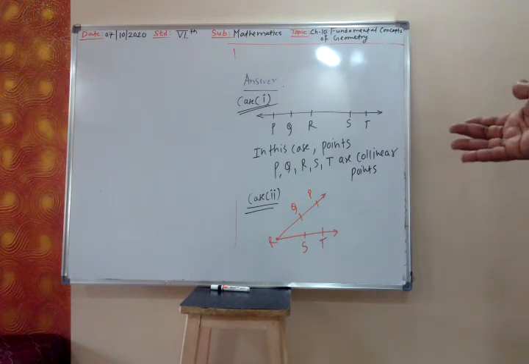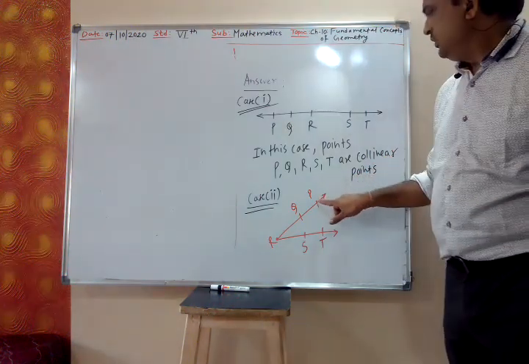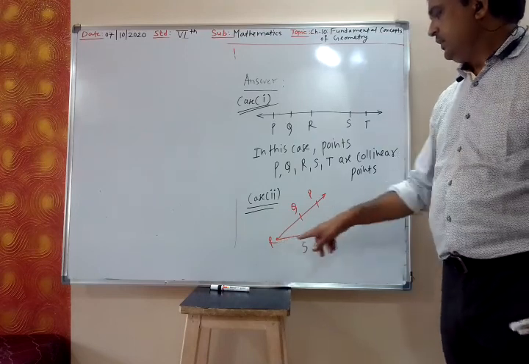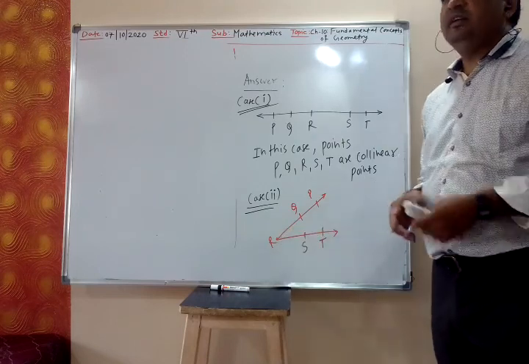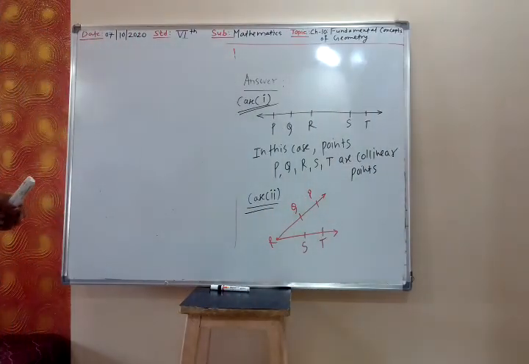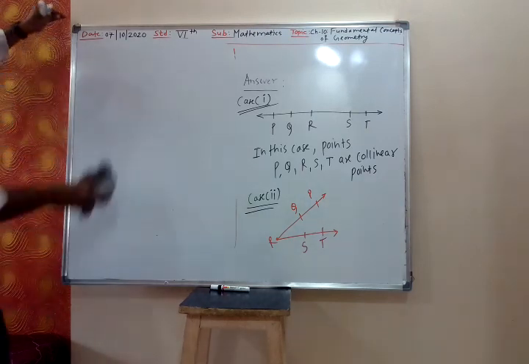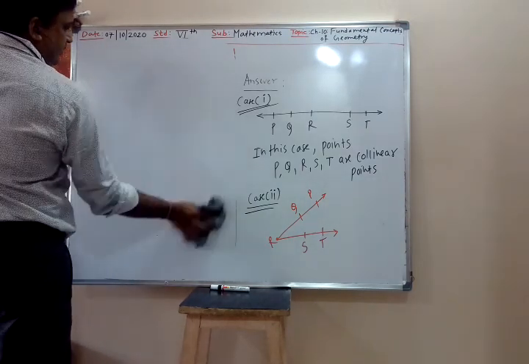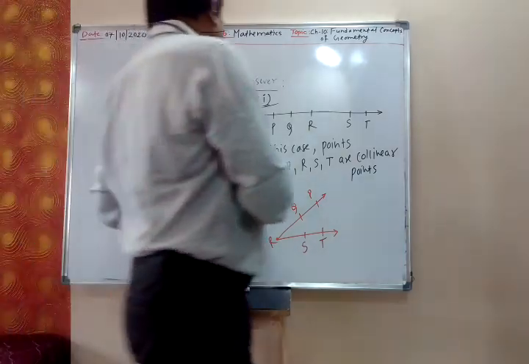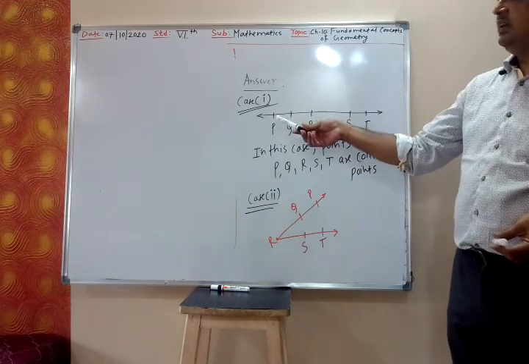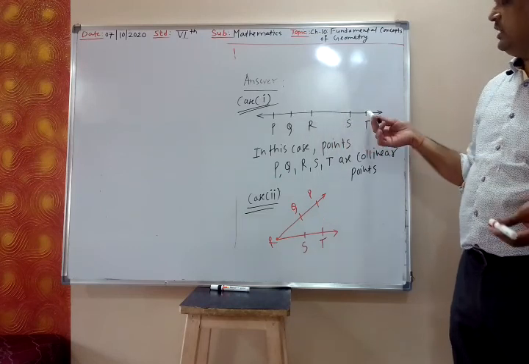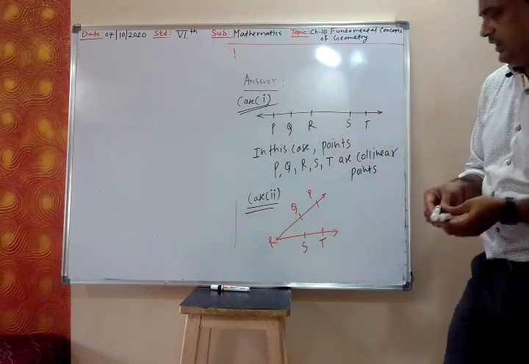You can take any order. I have taken PQR, then I have taken RST in this way. Now RP and RT, they are different rays. Case second, see. In the first case, the points PQRST are collinear. Now let us take the second case.